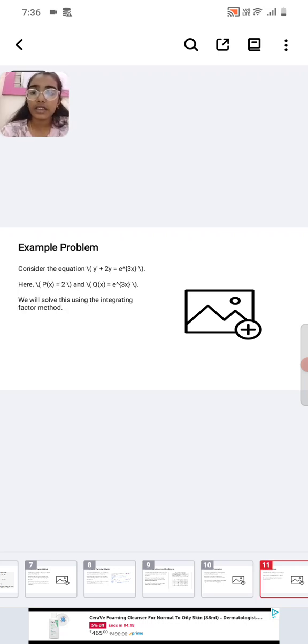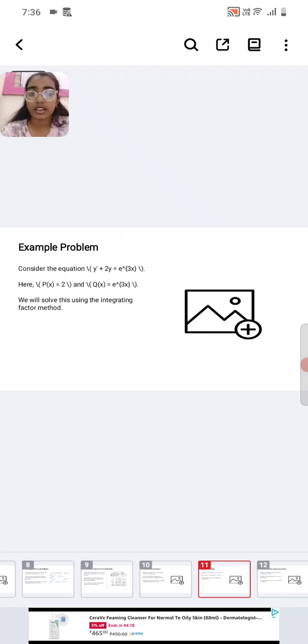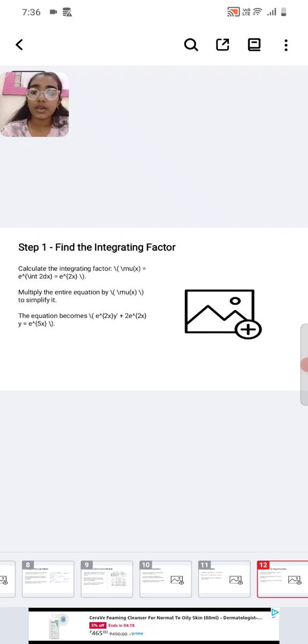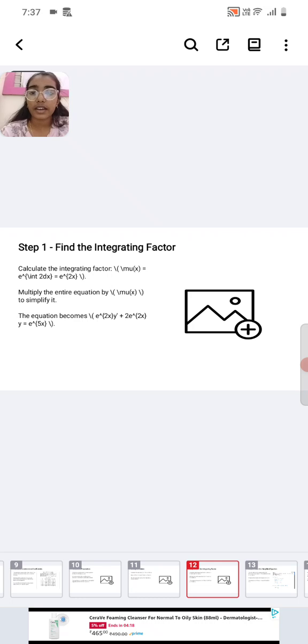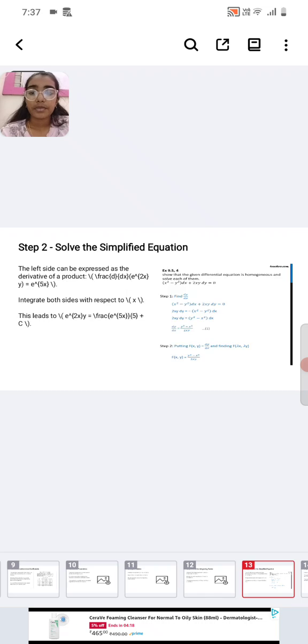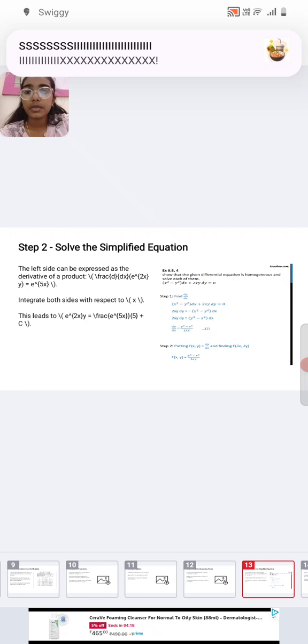Example is given here. We can solve this using the integrating factor method. So how to find the integrating factor? Calculate the integrating factor, that is mu equals this formula. Multiply the entire equation by it to simplify. The equation becomes this. Next is to solve the simplified equation. The left side can be expressed as the derivative of a product.